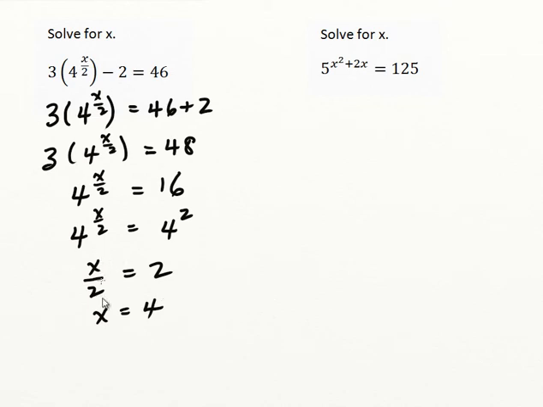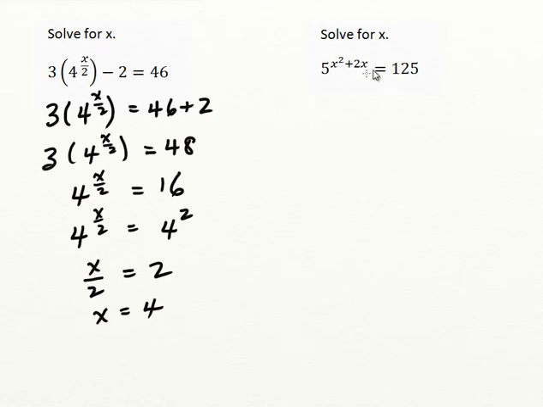Okay. Again, I can check my answer. I can substitute this back into the original equation. On the left side, if I actually put 4 into x, I would get 4 divided by 2. That is 2. 4 squared is 16. 16 times 3 is 48. 48 minus 2 is 46. So that works out perfectly.